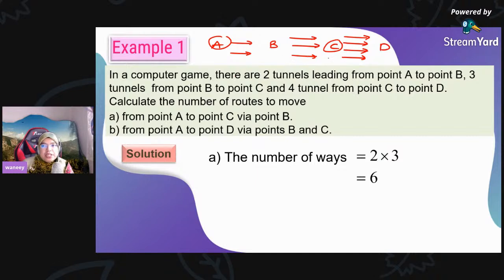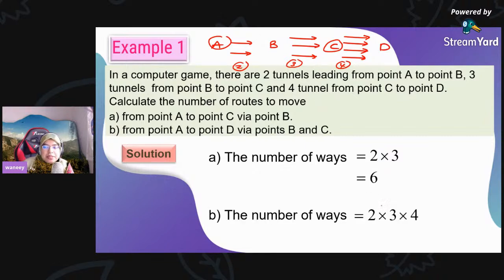And then for B, I'm going from point A to point D, and I must pass through point B and point C. So A to B, I have 2 ways. B to C, I have 3 ways. C to D, I have 4 ways. So the number of ways altogether is 2 times 3 times 4, which is 24 ways. Okay, so that is example 1.